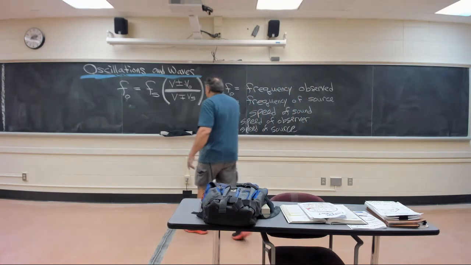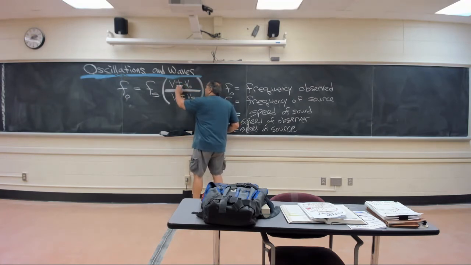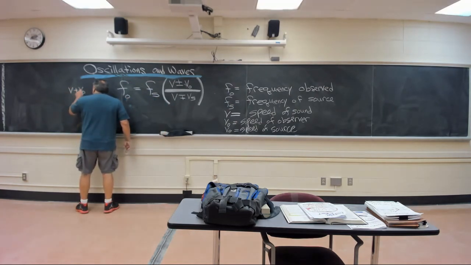What does that mean? That means if I'm the observer and I am running toward the source, then it's V plus VO. I'm running toward it.